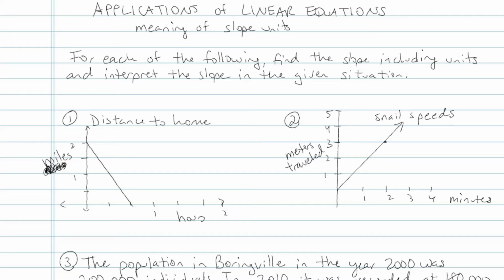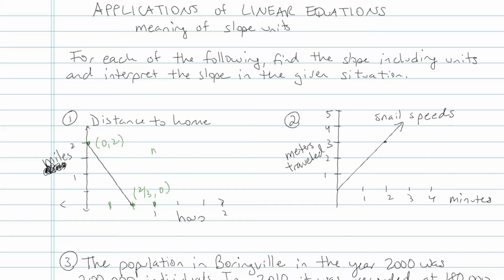We have a graph that's called distance to home, and there's a point here that's at (0, 2), and we have a point here, looking at my scale, looks like that's (2/3, 0). And I knew that because it was 3 lines to get up to 1. So there's 1/3, 2/3, 3/3. Okay, so if I wanted to calculate the slope, I would do change in y over change in x.